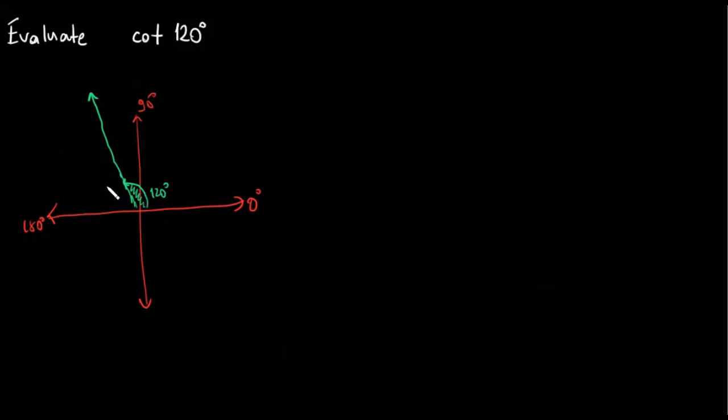So as you see, the reference angle is the angle between the terminal side and the x-axis. So this is going to be my reference angle. If this is a straight line, it is 180 degrees. 180 minus 120 is going to be 60 degrees. So this is the reference angle. Now I have to figure out if cotangent is positive or negative in the second quadrant, in this quadrant.